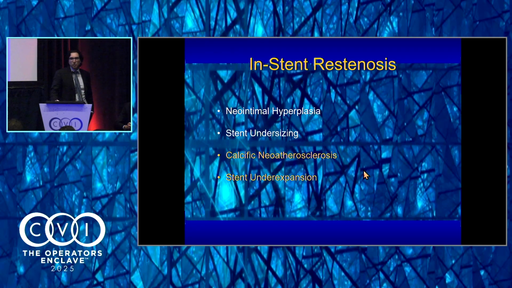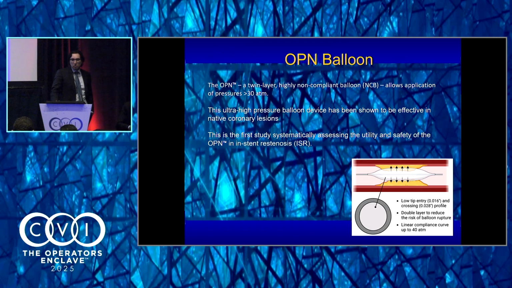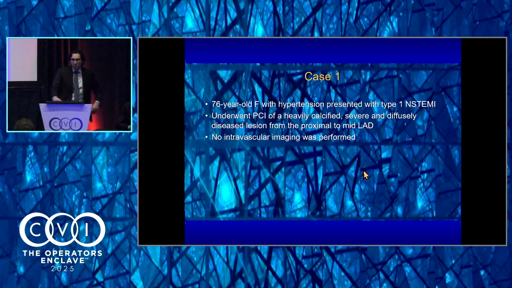There are 4 mechanisms for in-stent restenosis, specifically neointimal hyperplasia, stent undersizing, calcific neoatherosclerosis, as well as stent underexpansion. The latter two is where I feel the OPN balloon really shines. So the OPN balloon is a twin-layer, highly non-compliant balloon, and it allows application of pressures of greater than 30 atmospheres. It's been shown to be effective in both native vessels as well as in-stent restenosis. So I have a couple of cases that I want to show you. Just get right into it.